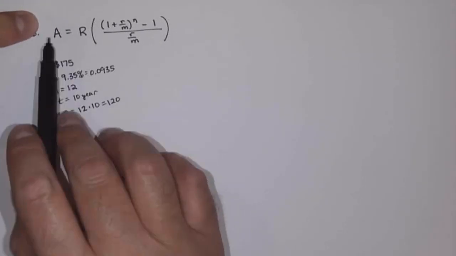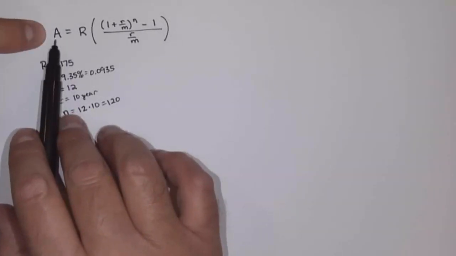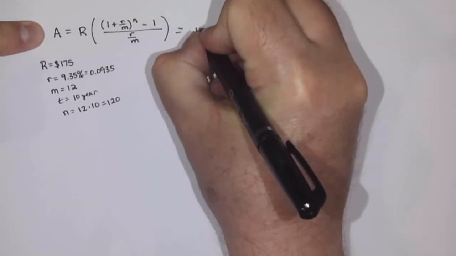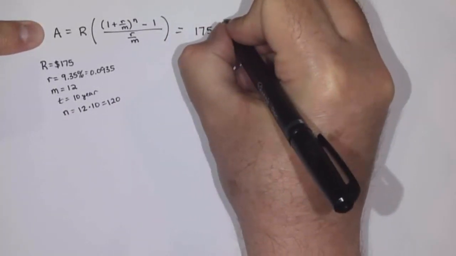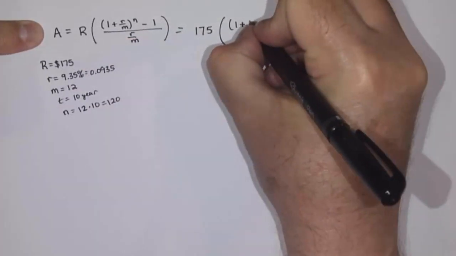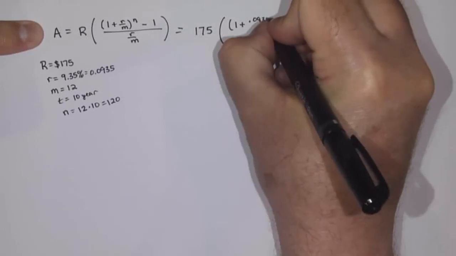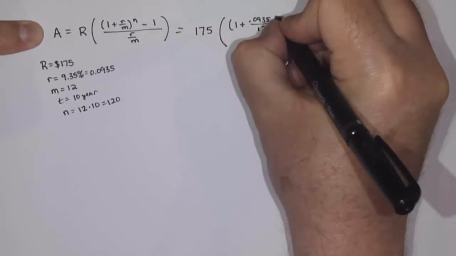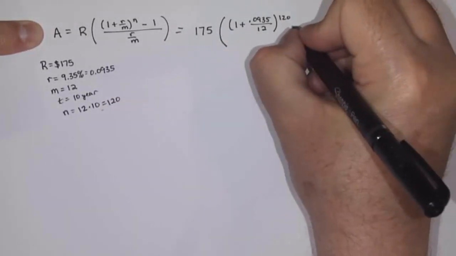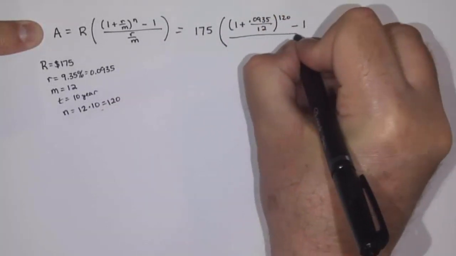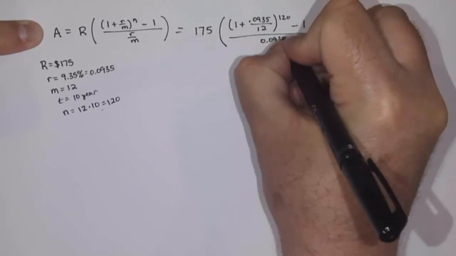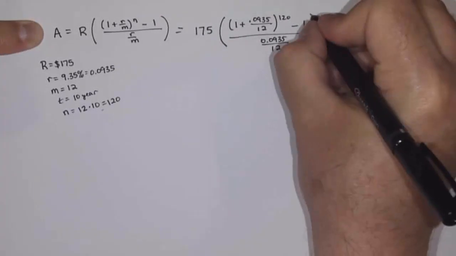So all we have to do to figure out the future value that he's going to have 10 years from now is plug these numbers into our formula. So that's going to be 175 times 1 plus 0.0935 divided by 12, and that gets raised to the 120th power because n's 120, minus 1, and that's all over 0.0935 over 12.